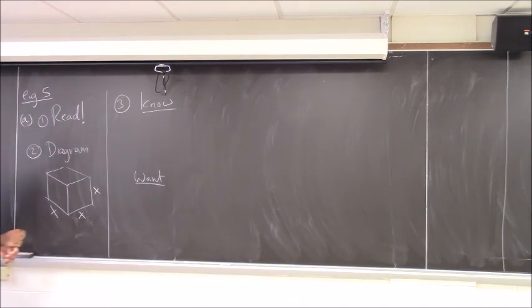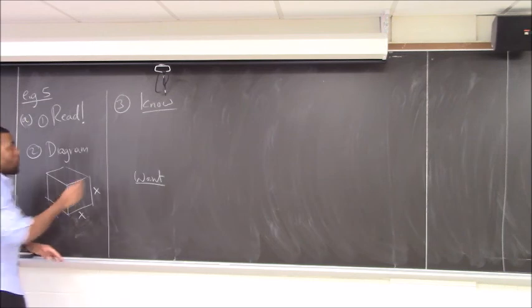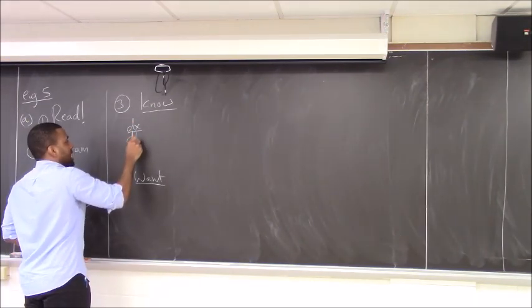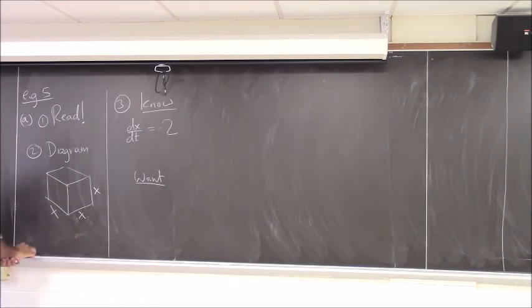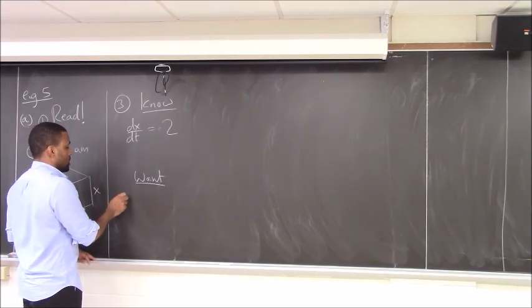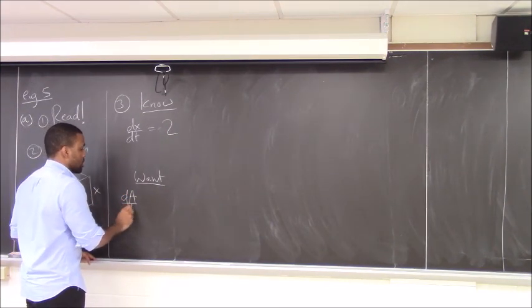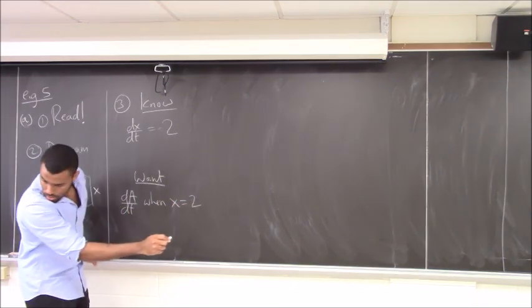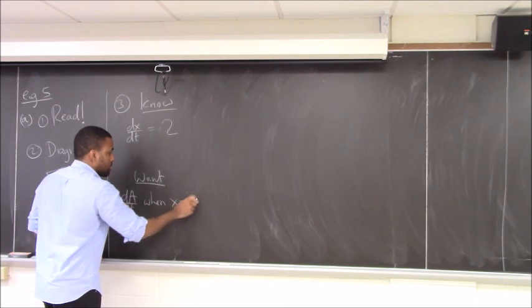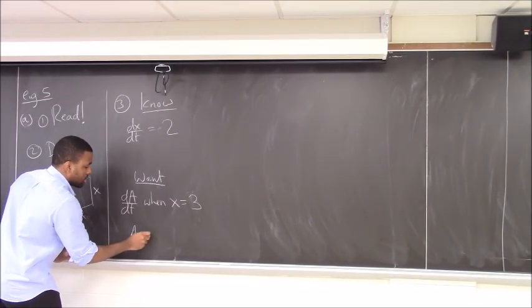So what do we know? dx over dt is 2. So the side length is increasing at a rate of 2, so it's a positive 2. Okay. What else? Is that all we know? Yes. What do we want? We want the surface area, right? The rate of change of surface area. So we want dA over dt when x equals 3, where A here I'm setting to be surface area.